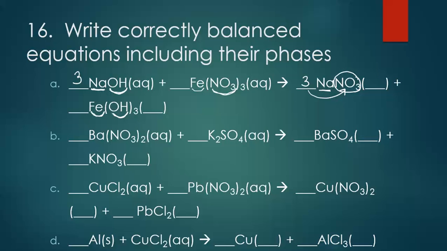So how many packages do you have? 3. How many packages do you have here? 3. Be careful. And it actually wouldn't even be 6 O's. It would be 3 3's, which is 9 O's. It's always best to try to keep polyatomic ions as a unit, as a package.